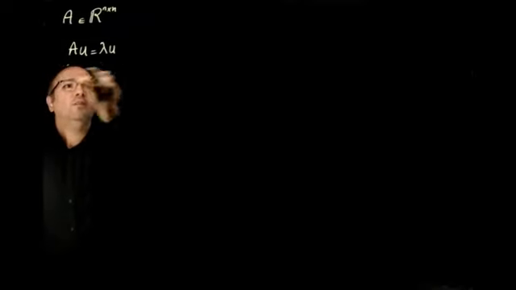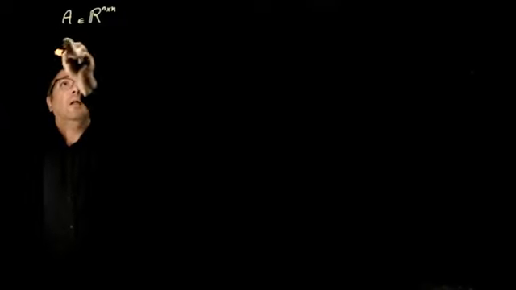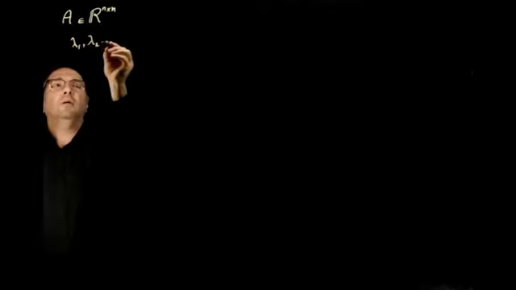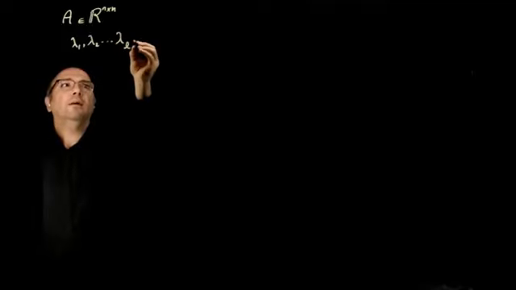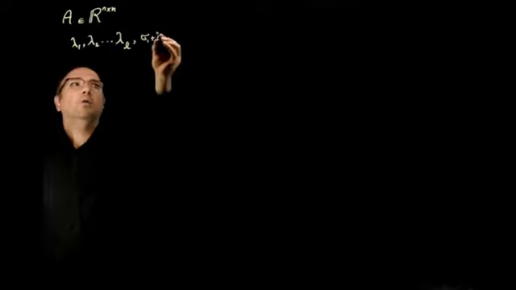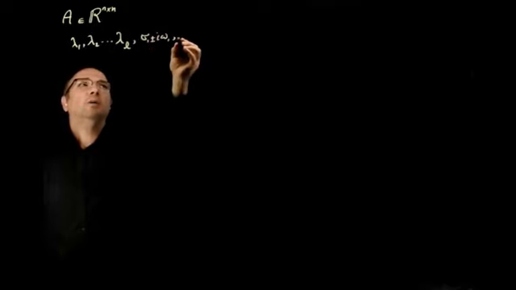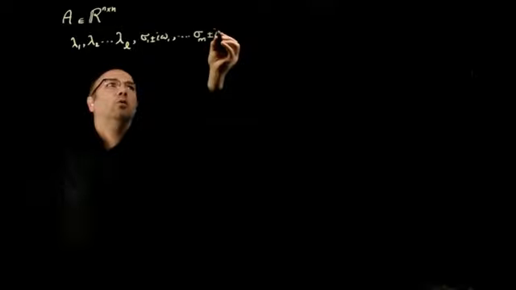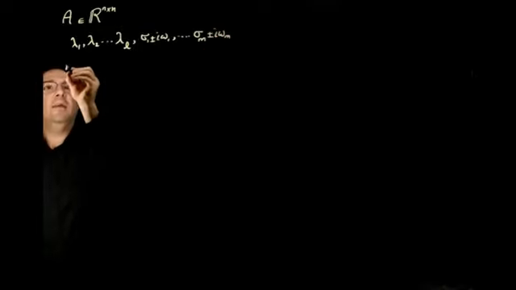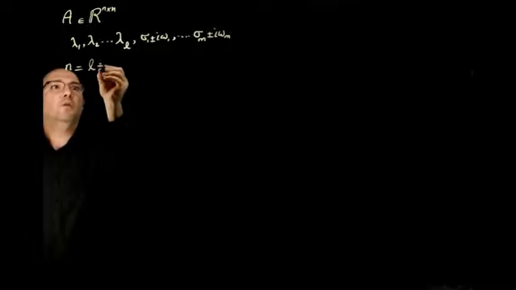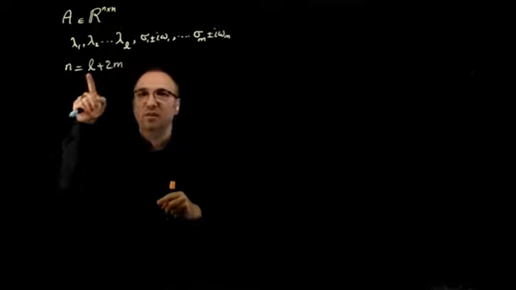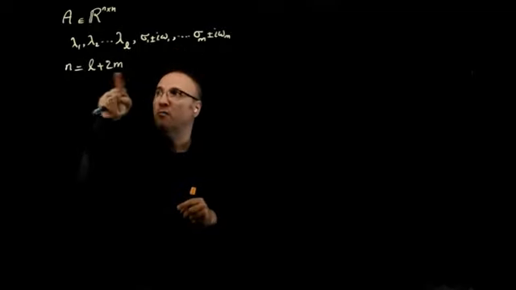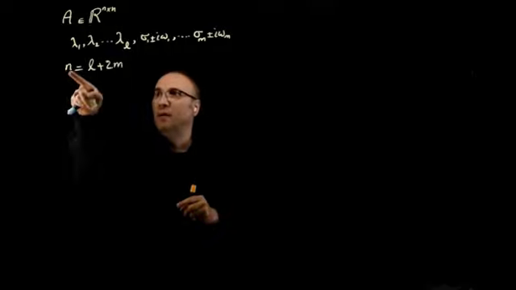So what I'm saying is that the eigenvalues, let's say they are lambda 1, lambda 2, and lambda L, and then sigma 1 plus or minus i omega 1. Remember, they come in pairs, all the way to sigma m plus or minus i omega m. And then n is L plus 2m, because we ought to have n distinct eigenvalues: L of them are real, and 2m of them come in pairs. The 2m are complex conjugates, so we would have n equal to that.